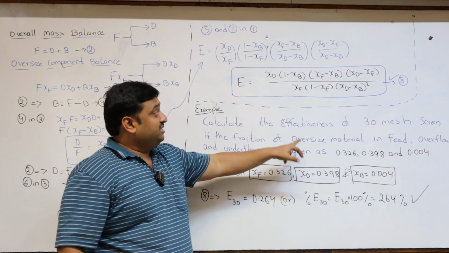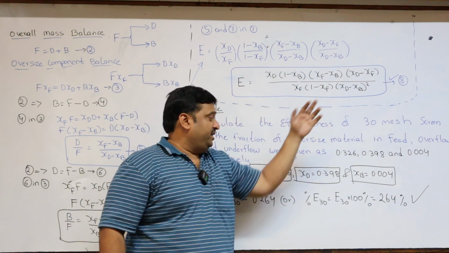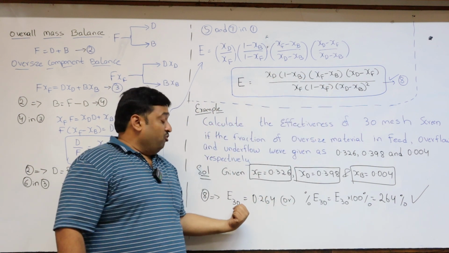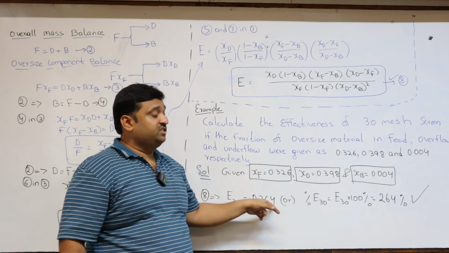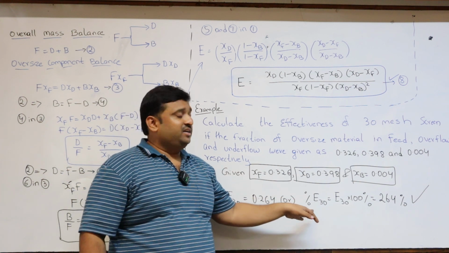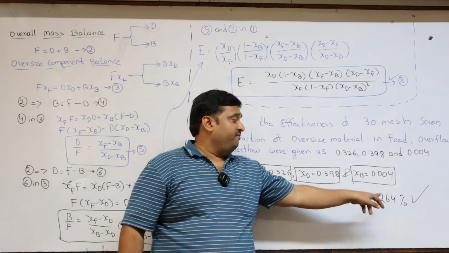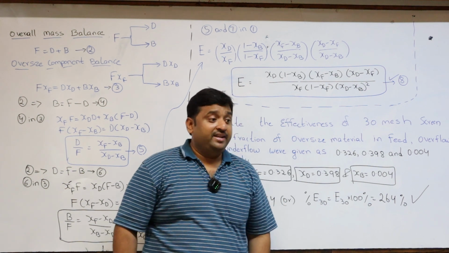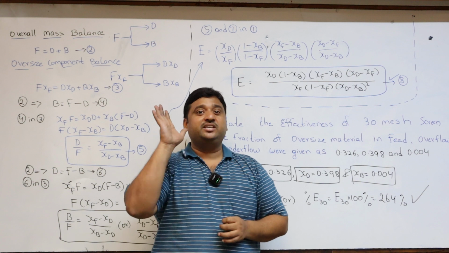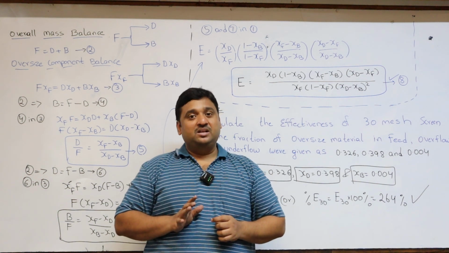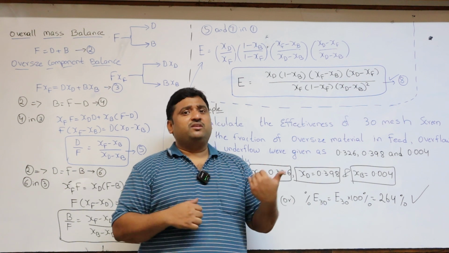Simply you substitute these xD, xB, xF in the formula, equation number 8, and you find the effectiveness of a 30 mesh screen is 0.264, or percentage effectiveness is nothing but effectiveness into 100, which is 26.4%. That means this screen is able to efficiently do its job only up to 26.4%.